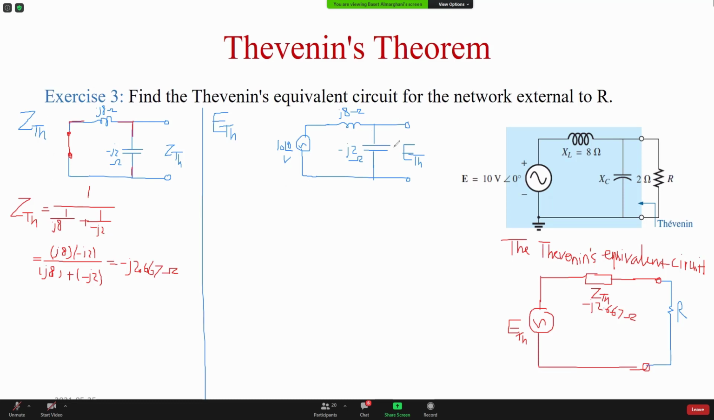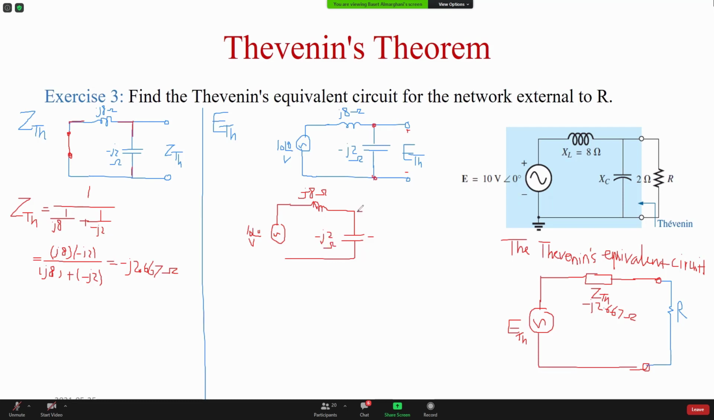Now, the E Thevenin is the voltage between these 2 points, here and here, which is the same as the voltage between these 2 points. Now, this is an open circuit, so I can draw the circuit like this. 10∠0 V, J8 ohm, minus, I'm gonna write it here, minus J2 ohm.